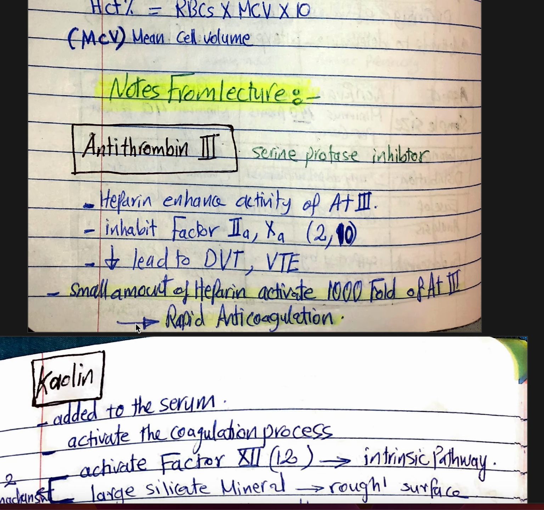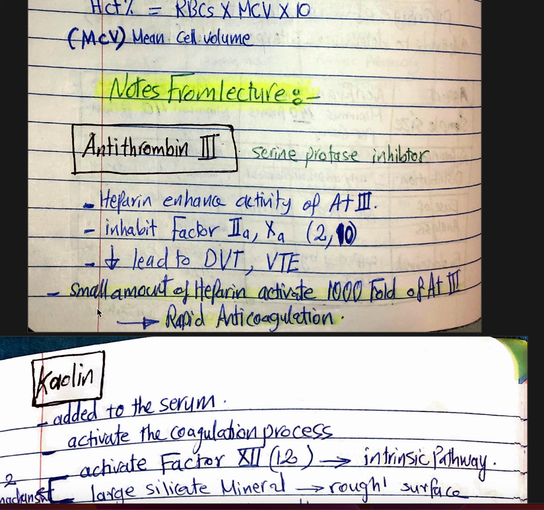Now we talk about antithrombin 3. From its name, antithrombin, it prevents clotting because it acts on the coagulation factors, especially two factors, 2 and 10. The other name for it is serine protease inhibitor. So we have antithrombin 3 or serine protease inhibitor. Heparin enhances the activity of antithrombin 3. A small amount of heparin activates antithrombin 3 a thousandfold, which leads to rapid anticoagulation.